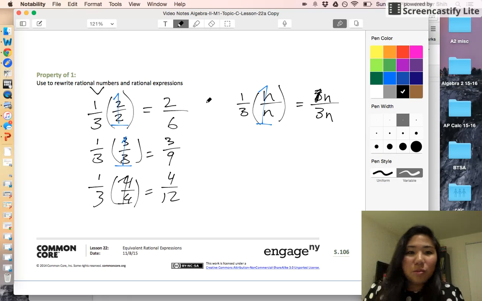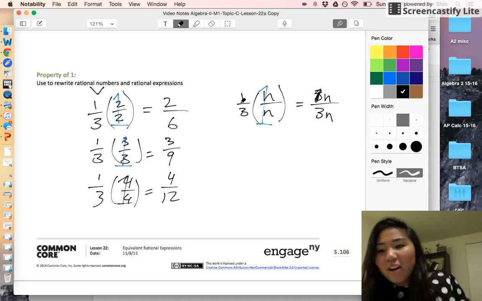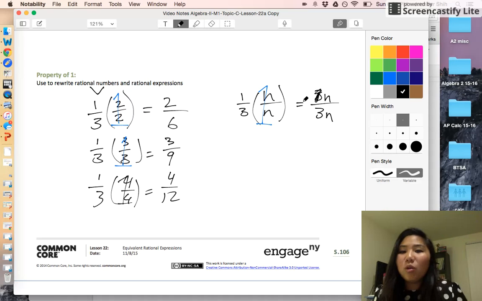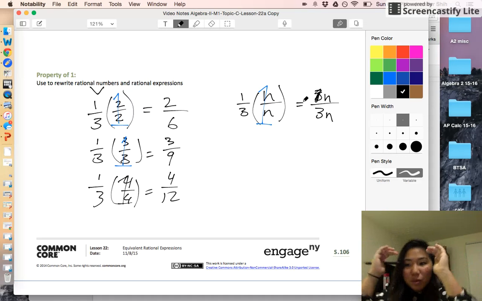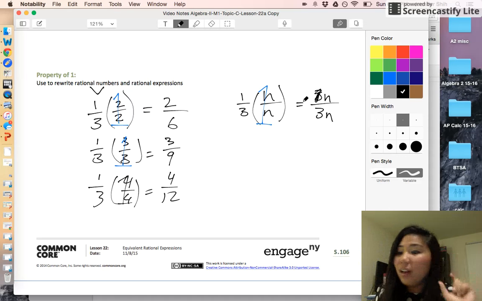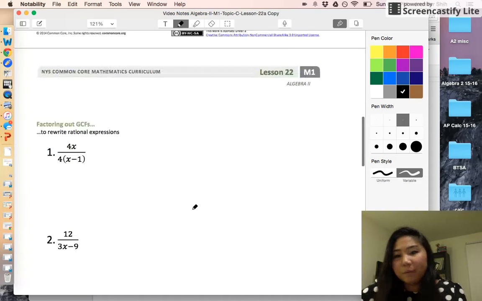We're not going to be multiplying by just 2 over 2, 3 over 3. We're going to be multiplying by things like 2x over 2x and x squared over x squared and x minus 1 over x minus 1. We're going to take any factor, anything we can put in parentheses. If we put it in the numerator and denominator and it equals 1, then we can multiply by it to write equivalent rational expressions. So that's what we're going to be doing for a while. So let's try some examples here.